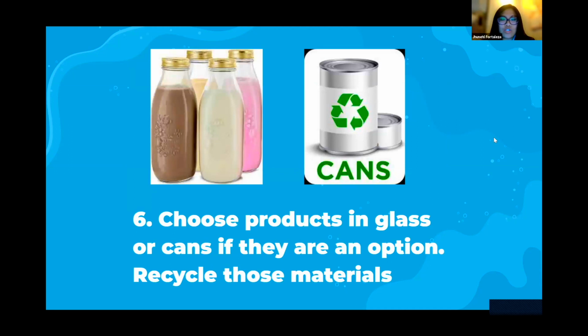Number 6, choose products in glass or cans if they are an option. Then recycle those materials. So if you have the option of picking either plastic, glass, or cans, try to stay away from the plastic, because many recycling centers actually reject most types of plastics or can't do anything with them unless they're a type 1 or type 2 plastic, which we're going to talk more about in a different seminar, what are different types of plastics. A lot of times these items can't get recycled even if a recycling center wants to.